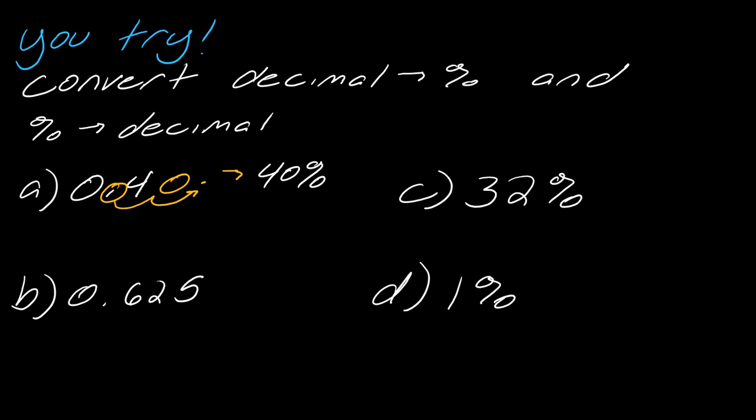And then for B, I move 1, 2 spots over. And so now I get 62.5%. Now we're going to go the other direction. So now I need to have that decimal get moved in front of everything. It's going from the percent to the decimal.